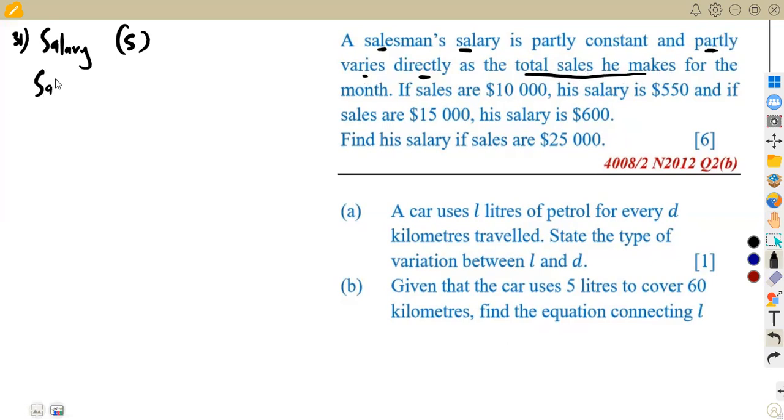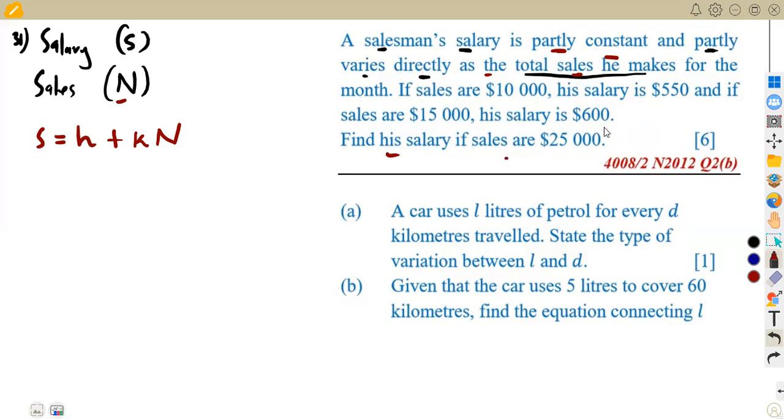So what is going to be the sales? We do not know the sales. We can just use any letter. So here I'm just going to use N, but just choose any letter of your choice. So if we are to connect here, they are saying the salary, which is S, is equal to a constant, and partly varies directly, which means we have another constant multiplied by the total sales, which is N. So that is our variation.